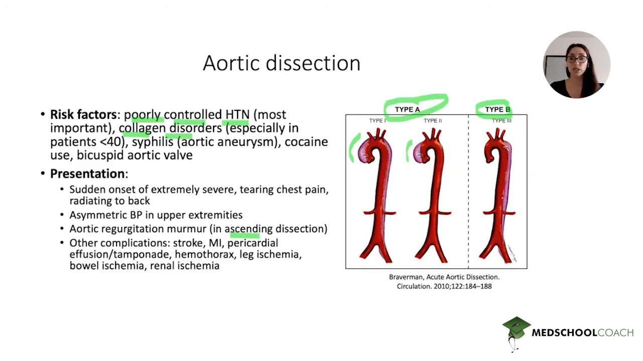Other complications can be a stroke, can cause MI, an ascending type can cause MI, pericardial effusion or tamponade, you can get a hemothorax, and then some of these other complications like leg ischemia, bowel ischemia, or renal ischemia would be more involvement of the descending aorta. And so depending on what other symptoms you have, it'll clue you in to whether it was ascending or descending.